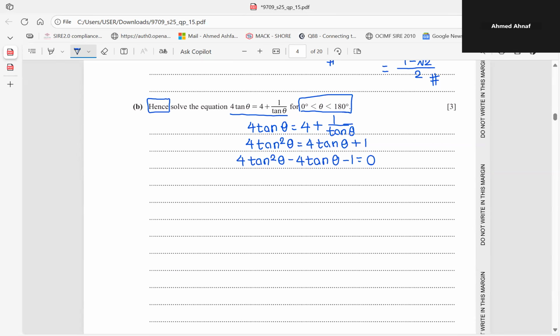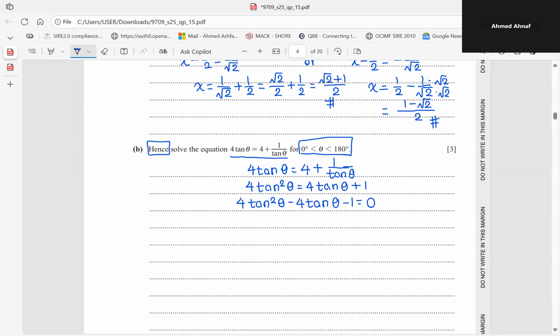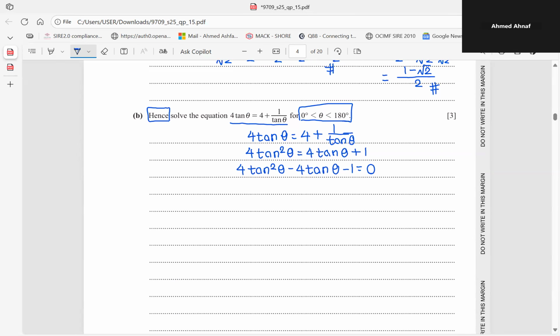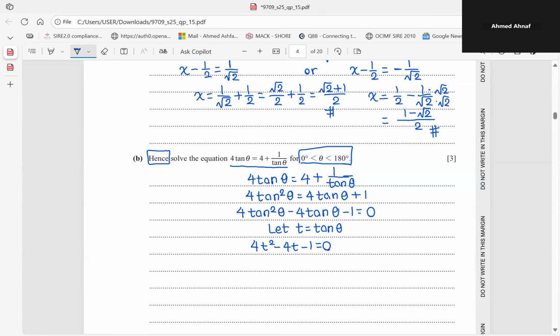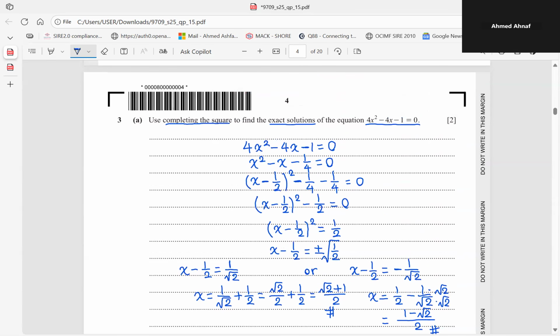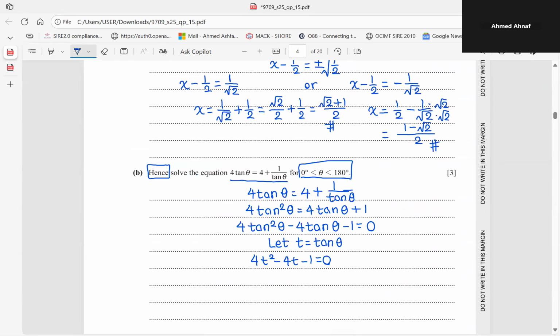So as you can see, this is a hidden quadratic in terms of tangent theta. So let's just do a simple substitution. We'll let t be equal to tangent theta. So you'll get 4t squared minus 4t minus 1 equals 0. And if you realize that, you will realize that this quadratic equation is the exact same as our quadratic equation that we solved in the previous part.